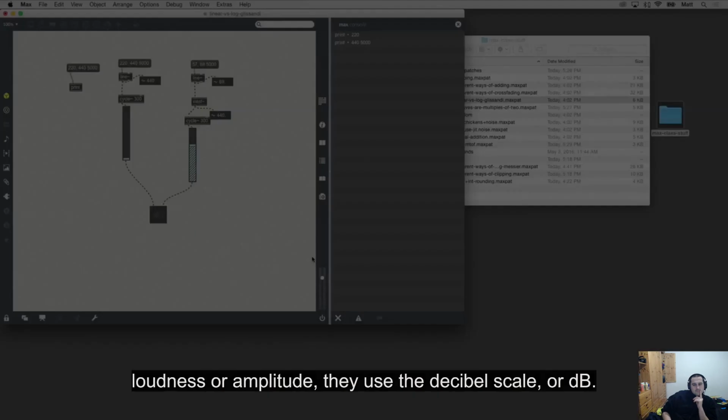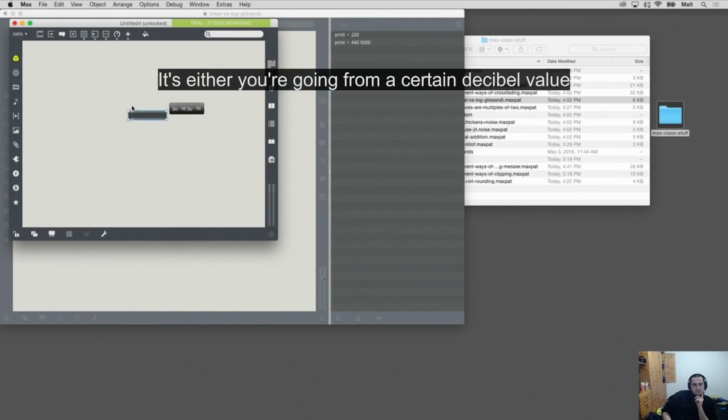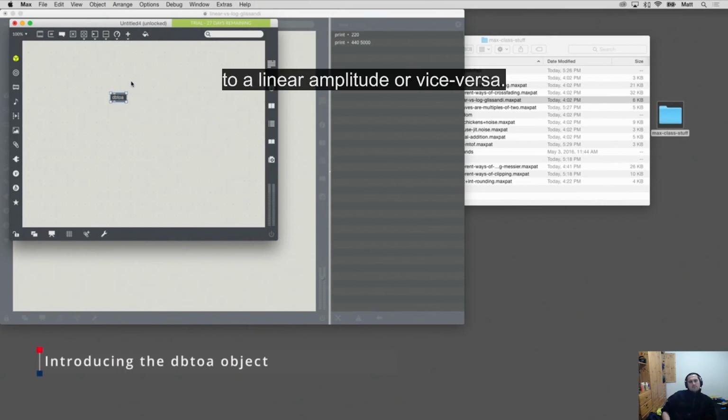and typically when people are talking about loudness or amplitude, they use the decibel scale, or dB. And Max has some objects for dealing with dB, so it's either you're going from a certain decibel value to a linear amplitude, or vice versa.